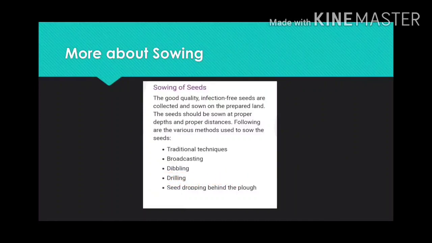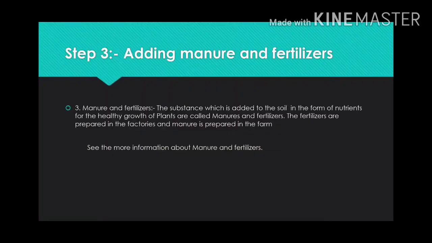Now let's learn about the third step, which is adding manures and fertilizers. Now friends, what are manures and fertilizers? The substances which are added to the soil in the form of nutrients for the healthy growth of plants are called manures and fertilizers. The fertilizers are prepared in the factories and manure is prepared in the farm.